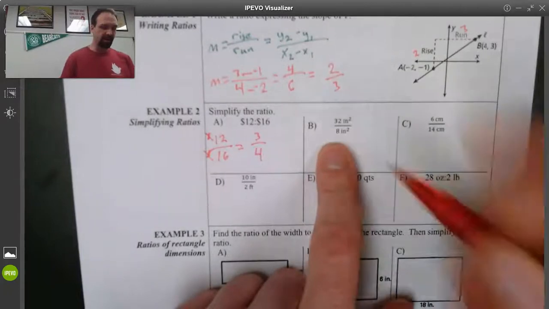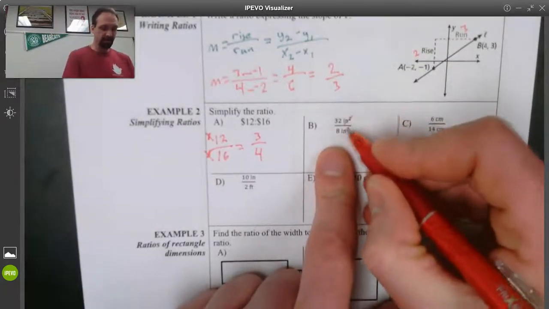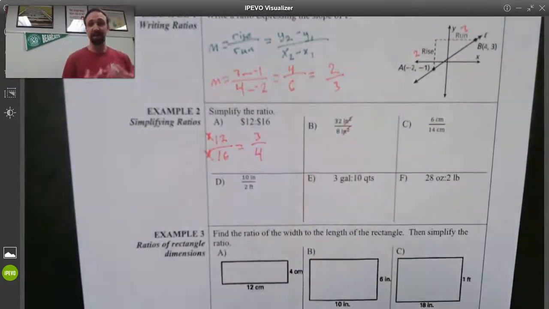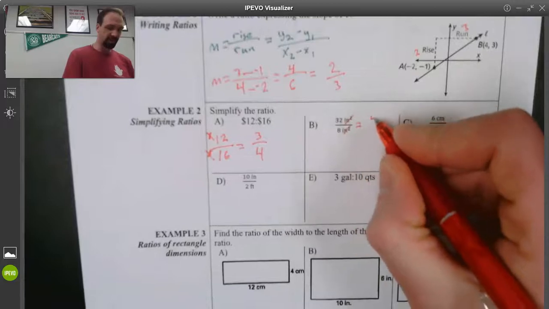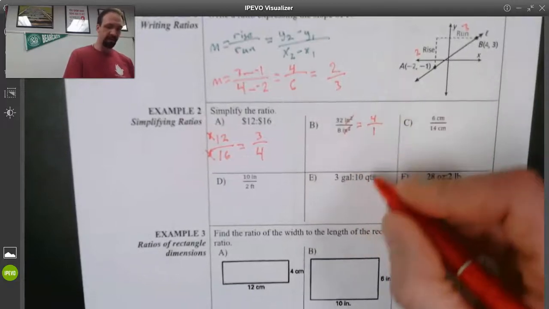Same thing's going on here with this inches squared. Again, we use the largest number that goes into both. In this case, this is 8. 8 goes into 32 4 times, and 8 goes into 8 once. So this is 4 to 1.